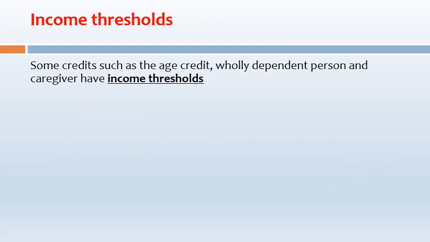I've mentioned a few credits that have what we call income thresholds, such as the age credit and the wholly dependent person, as well as the caregiver.